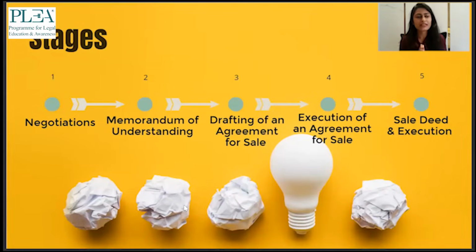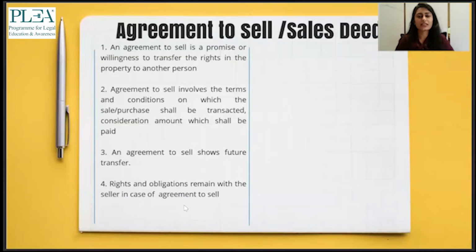So third is the area where you start drafting the agreement for sale. Agreement for sale and sales deed, they both are very different. Agreement for sale is a promise or a willingness of both the parties. One party is willing and promises to sell the property, and the other party, who is the buyer, is giving the promise or is willing to buy the property from the seller.